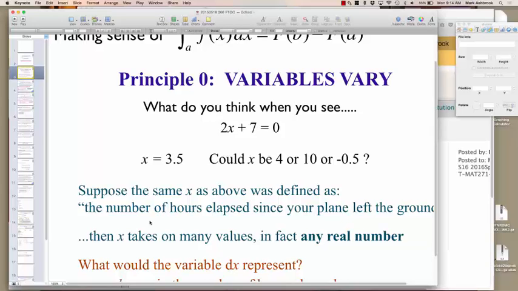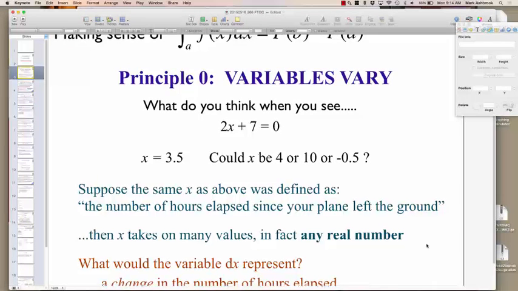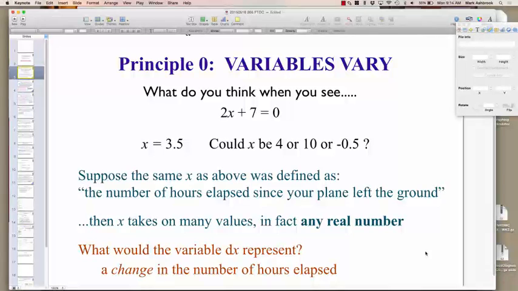Okay, what would the variable dx represent? So dx is a variable also. That's a variable also based on the variable x. What would dx represent? I hear some people saying it. It would be the change in x, or in this case, a change in the number of hours elapsed since your plane left the ground. Maybe that's, so if dx was 1, it's possible.